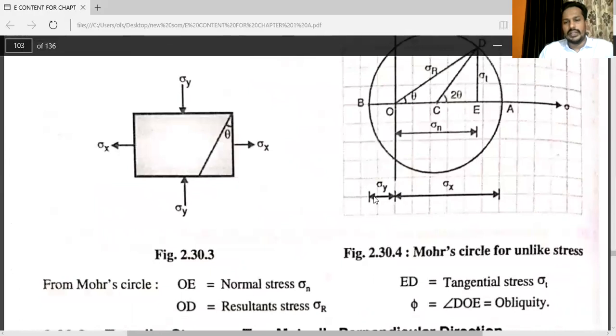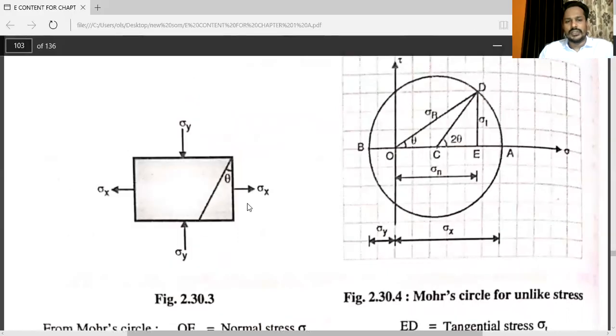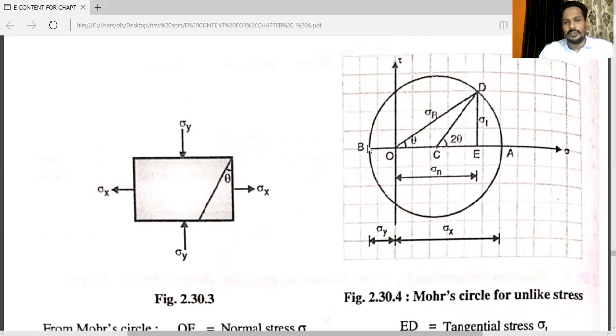Sometimes the value will be negative. The conditions are the same. Here you can see sigma X is positive, but here sigma Y is compressive. So compressive, you have to take in the minus direction. Here they have taken sigma Y, and this one is sigma X. So you have points A to B. You have to bisect AB at point C. Then you have to draw the circle. On the circle, you have to draw 2 theta from point C.